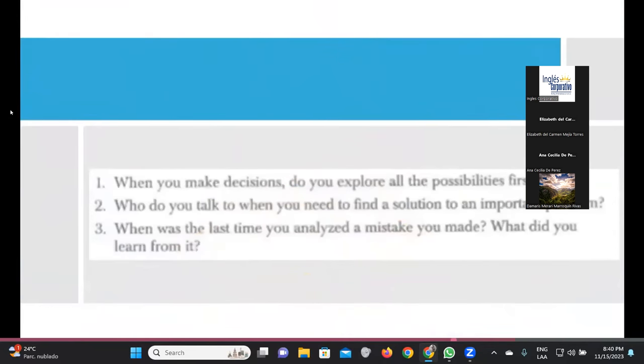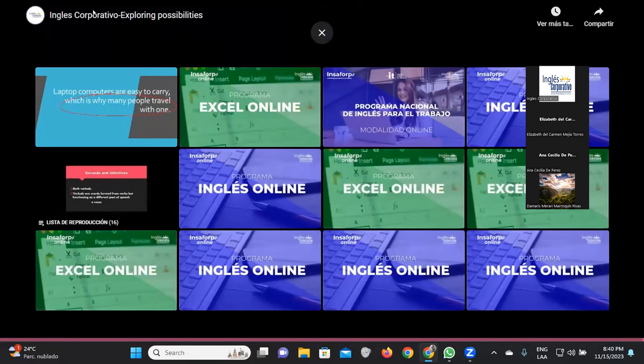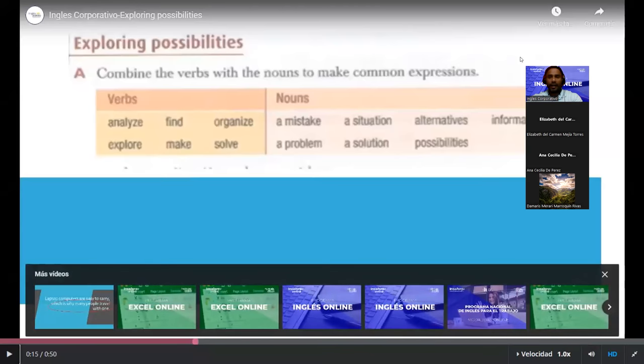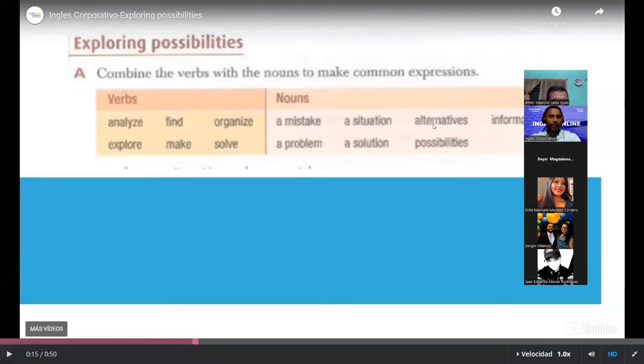When you make decisions, do you explore all the possibilities first? Who do you talk to when you need to find a solution to an important problem? When was the last time you analyzed a mistake you made? What did you learn from it? Let's analyze the vocabulary. Listen and repeat.